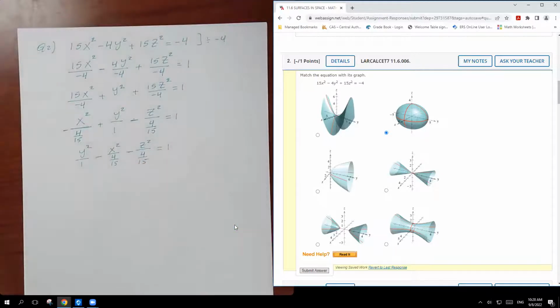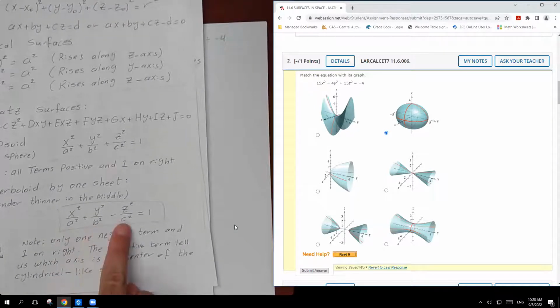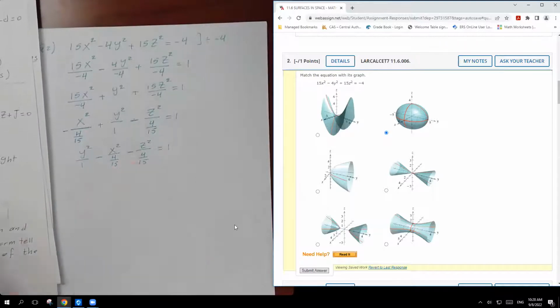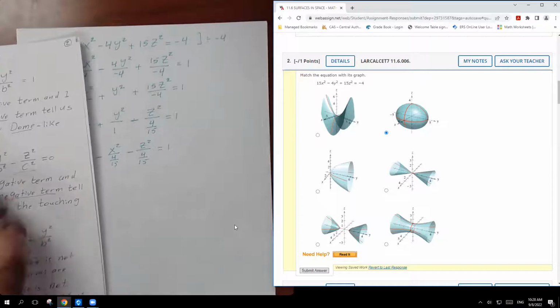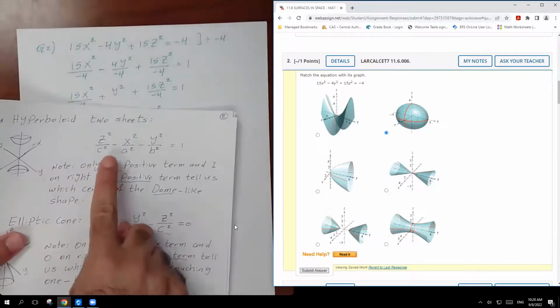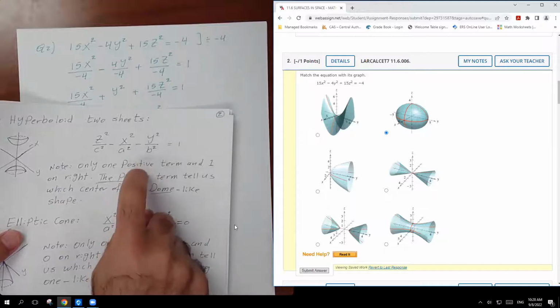Let's go back to the notes. Check this one. Positive, positive, negative. I have two negatives. That means this is wrong. Go to the second one. I have positive, negative, negative. So this is the right one.